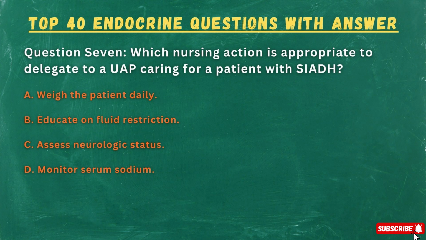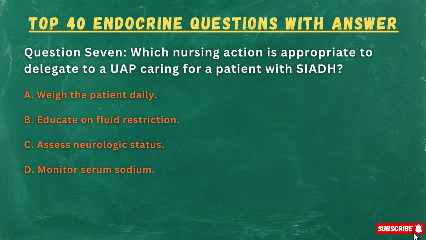Question 22. Which hormone promotes reabsorption of sodium and excretion of potassium in the kidneys? A. Cortisol. B. Aldosterone. C. ADH. D. Epinephrine. Answer: B. Aldosterone.